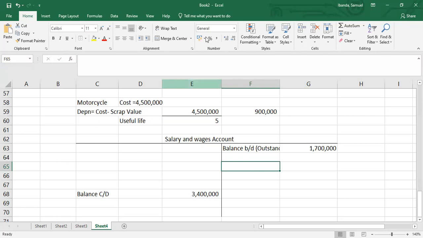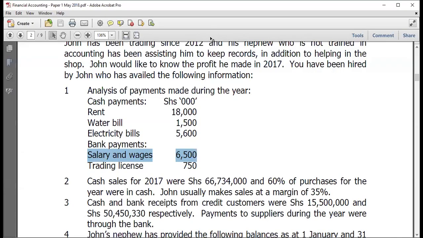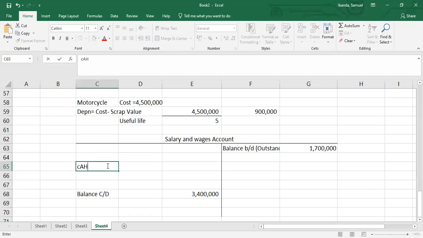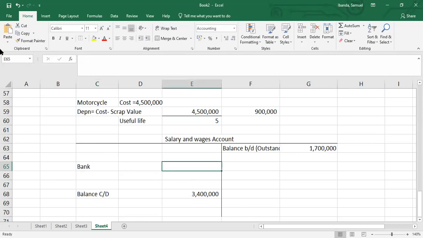Now we have this value, 6,500. So this 6,500 actually reduces what was outstanding. So for it, we record it right here. Because it was a bank payment, I record bank right here. Salaries and wages, I don't call it salaries and wages again, it's in the respective account. And then this has three zeros to add on it.